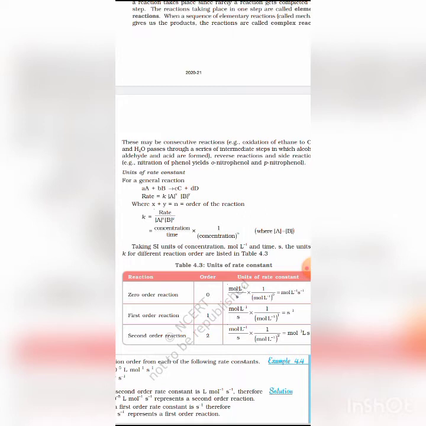So the units will be concentration to the power 1 minus N into time inverse. This is a general expression.